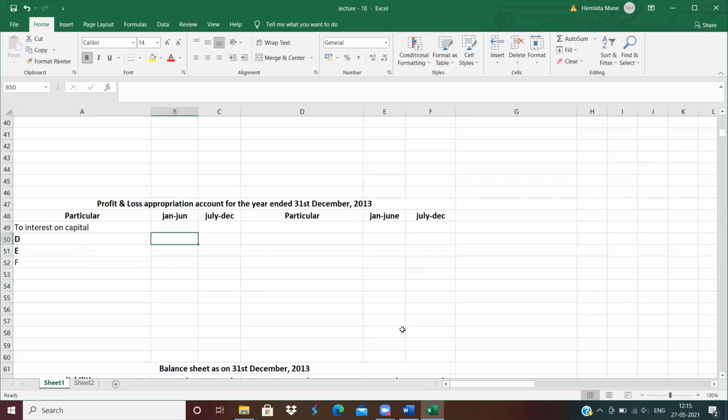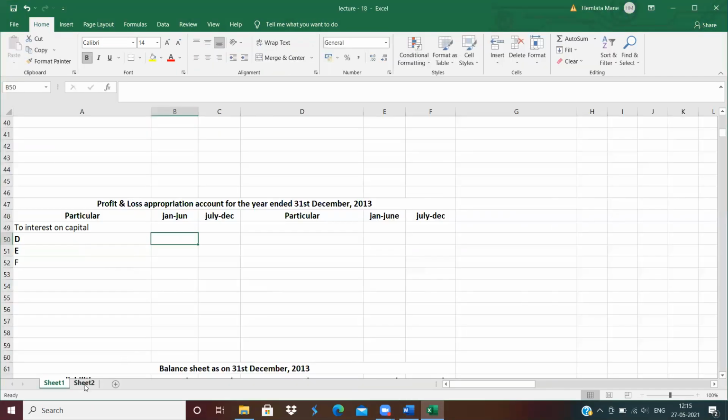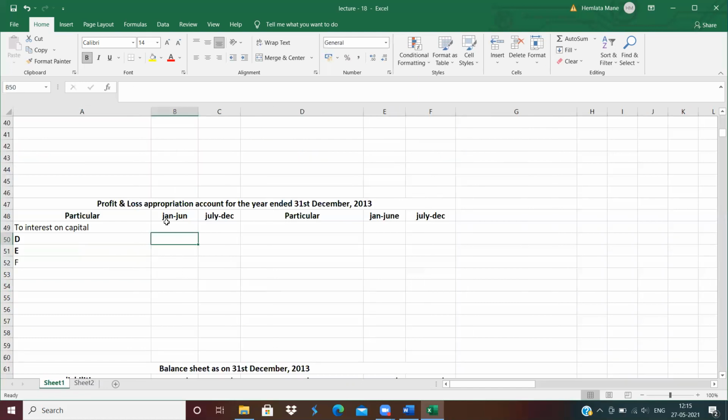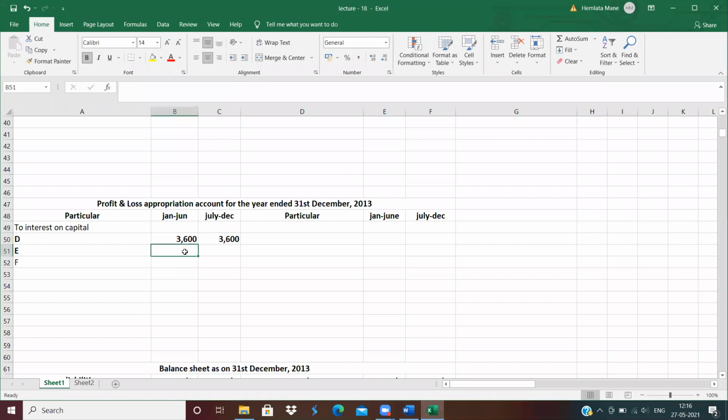So, see the amount. First, how much is the amount? Interest on capital of D, 7,200. So distribute this amount equally, 3,600, 3,600. Now, next is interest of E. How much is the interest of E? 3,600. E is whole time in the business. So 3,600 distributed equally, 1,800 and 1,800.